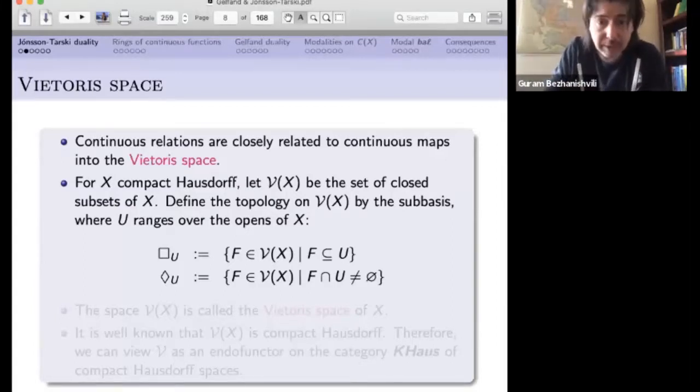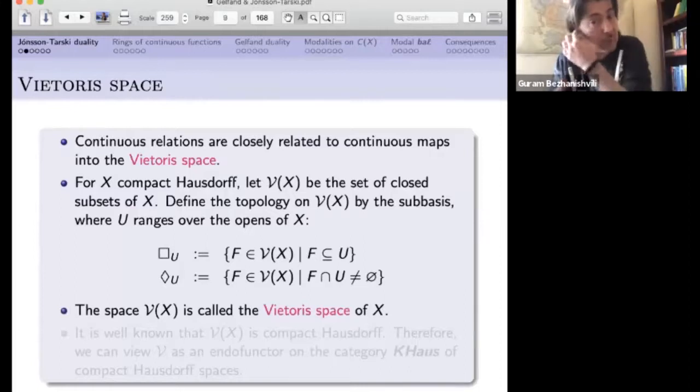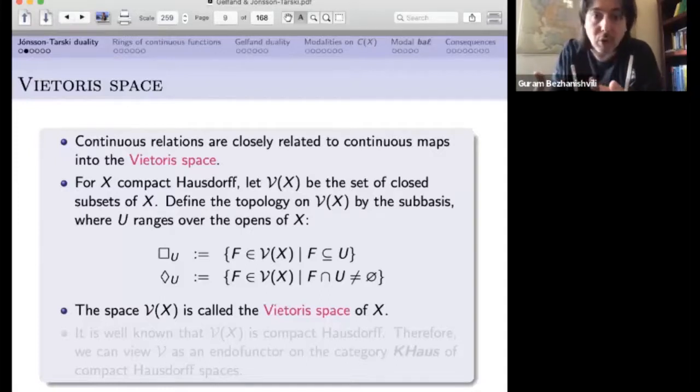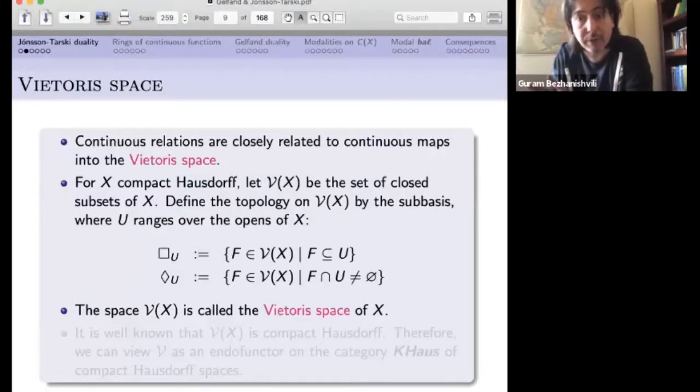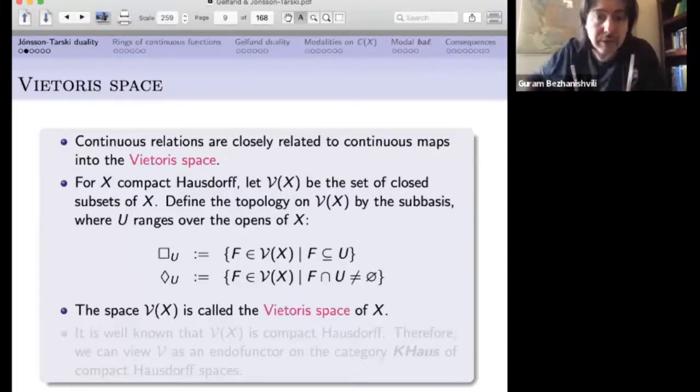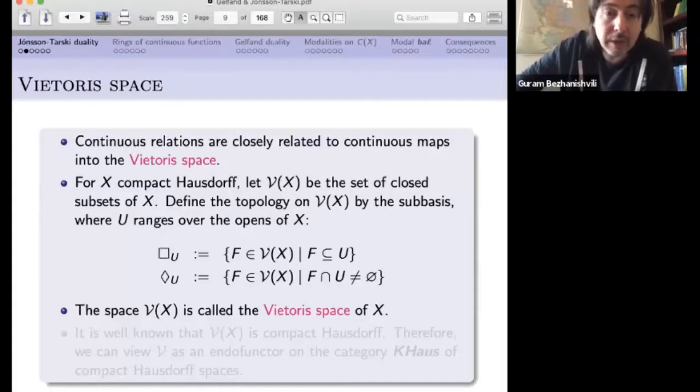The basic idea is that your basis is enumerated by the open sets of your original space X. What you're interested in are those closed sets that either hit your open set or are completely contained in the open set. These are the sub-basic elements that generate the topology of the Vietoris space.